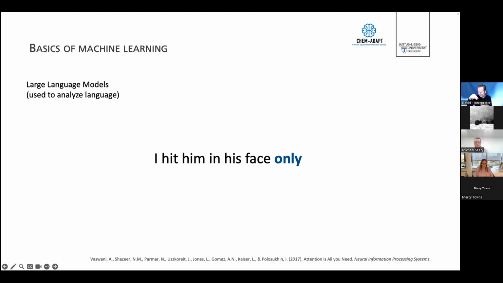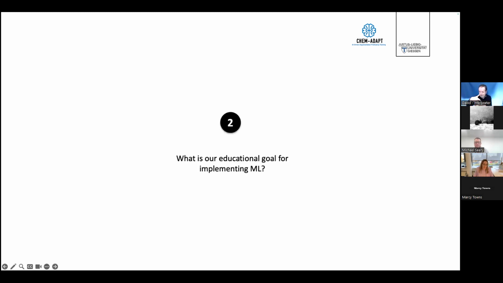But with the use of these large language models, this is actually capable, and we can use that in chemistry education also to help us work with student texts and written answers that we typically collect in research studies. So what is our educational goal for implementing machine learning?